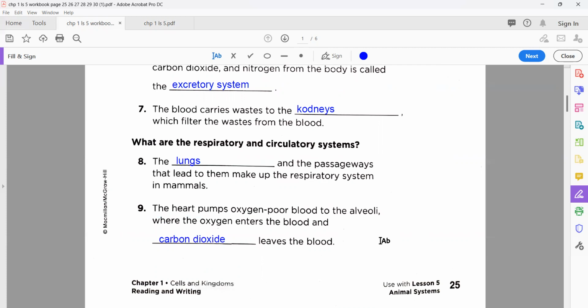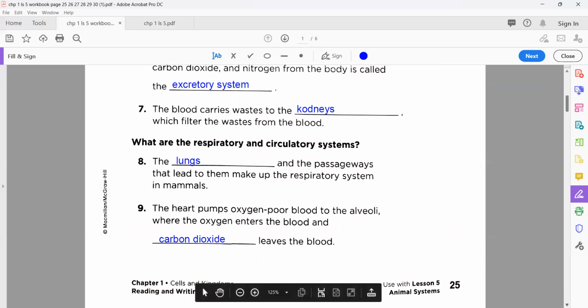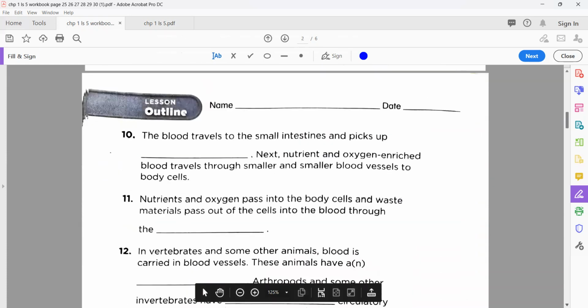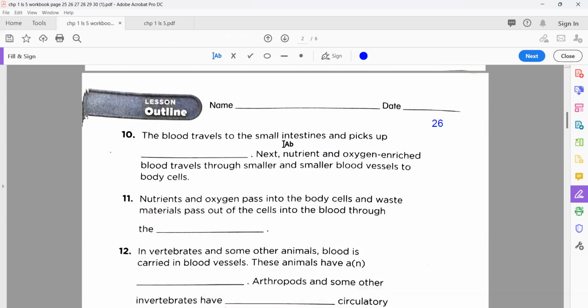After that, we will move to the next page, your workbook page number 26. The blood travels to the small intestine and picks up dash. What does it pick up here? From the food, the important things, the material that is necessary for the body, we call them nutrients. Well done.